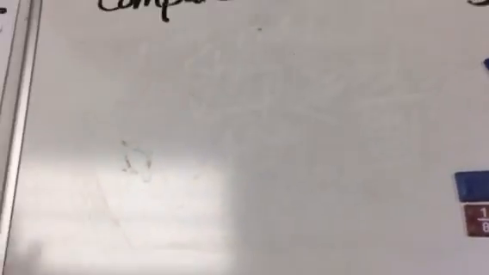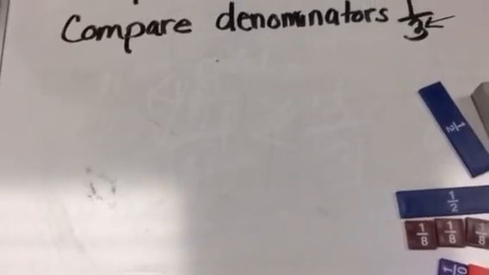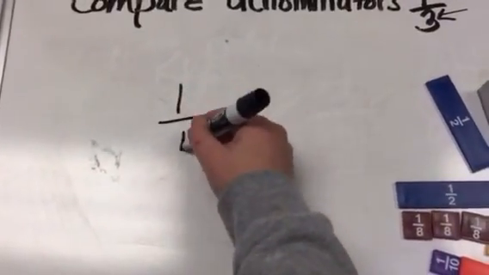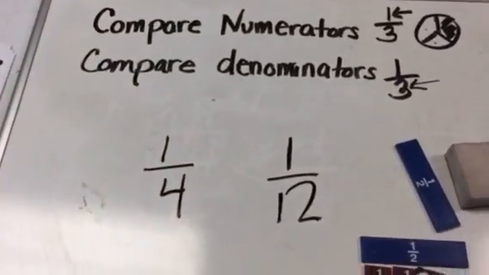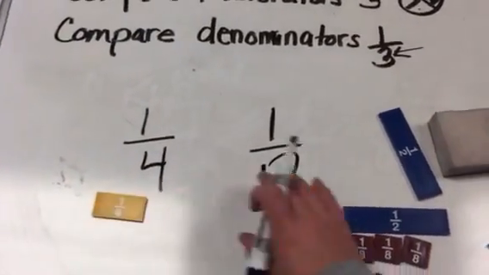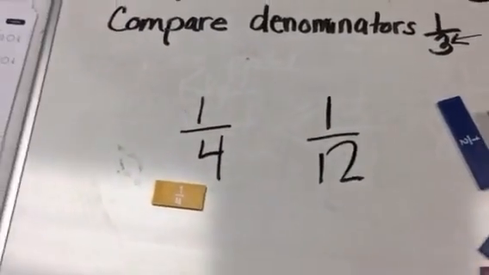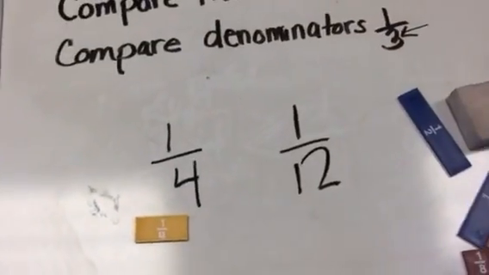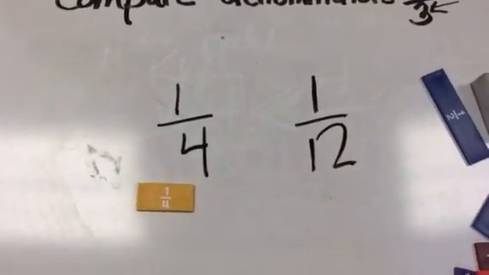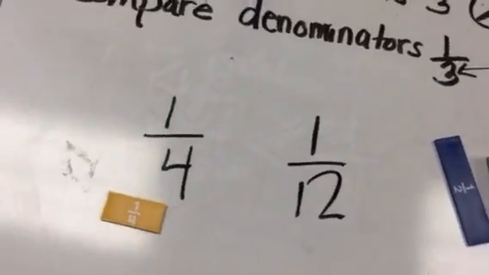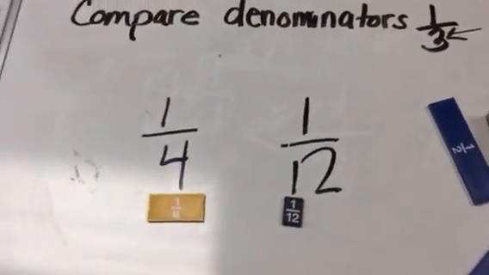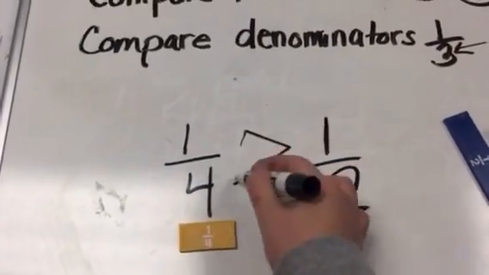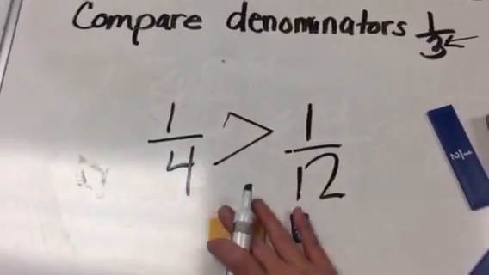All right, let's try another one. Let's try 1/4 and 1/12. You get one piece for each, but one of them is a 4th piece and one of them is a 12th. Visualize a 12th in your head. Is that big or small? If you said small, you are correct. Look at that. So 1/4 is greater than 1/12.